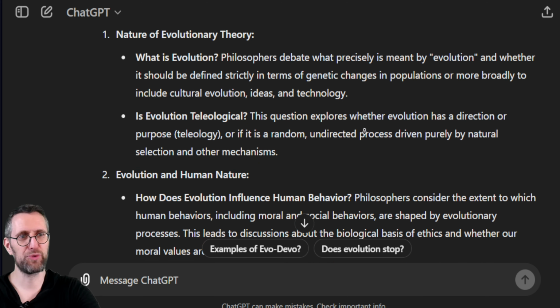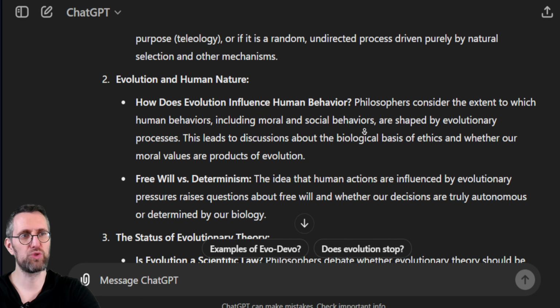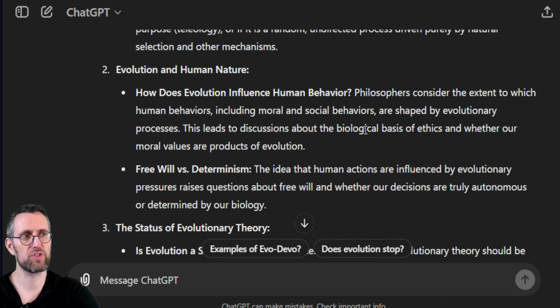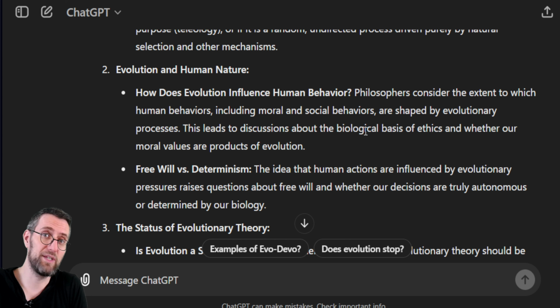Okay, evolution and human nature. How does evolution influence human behavior? Philosophers consider the extent to which human behaviors, including moral and social behaviors, are shaped by evolutionary processes. This leads to discussions about the biological basis of ethics and whether our moral values are products of evolution. Nietzsche's Genealogy of Morals appeared briefly after the interventions of Charles Darwin, I guess.